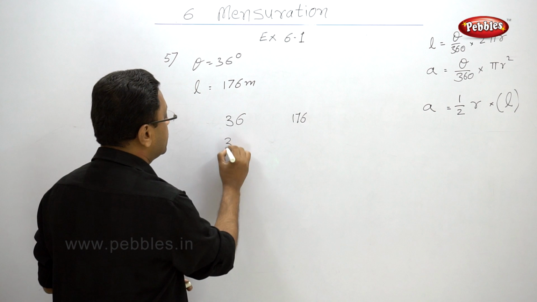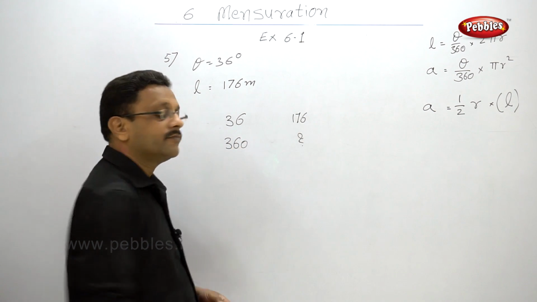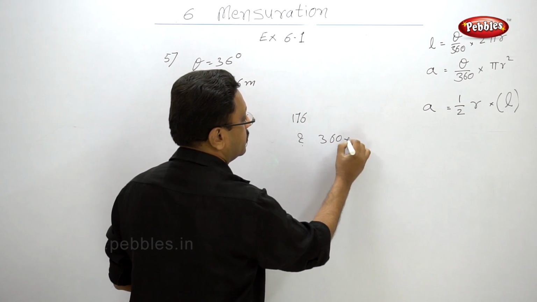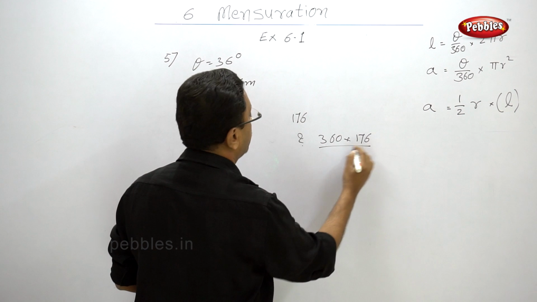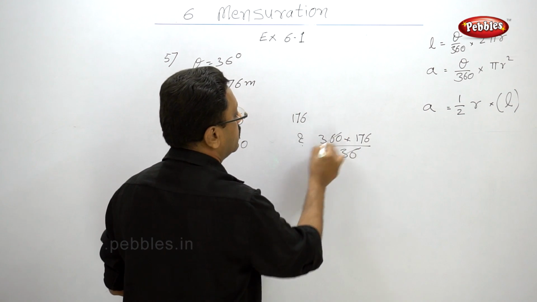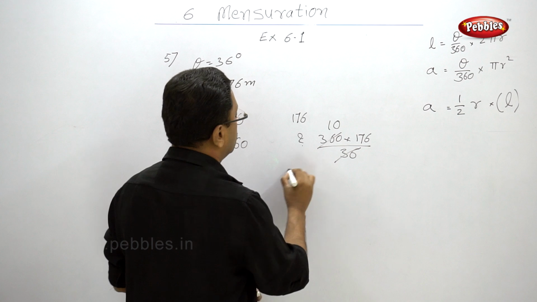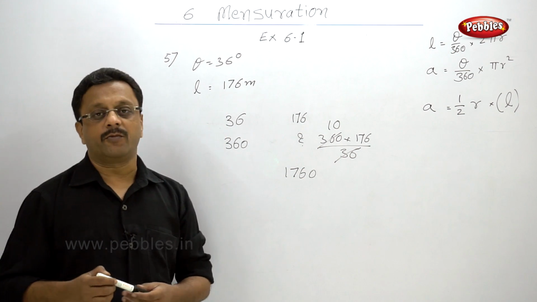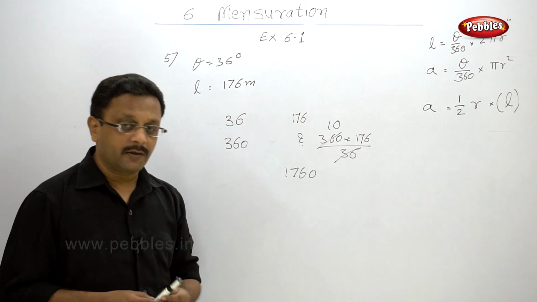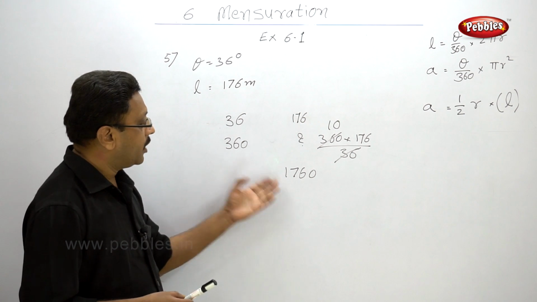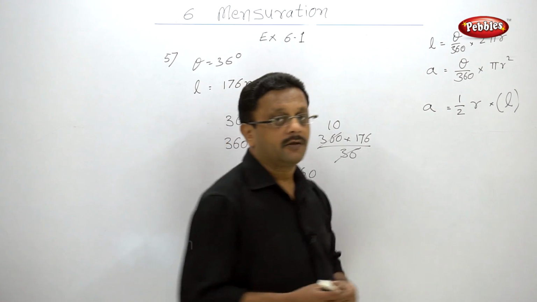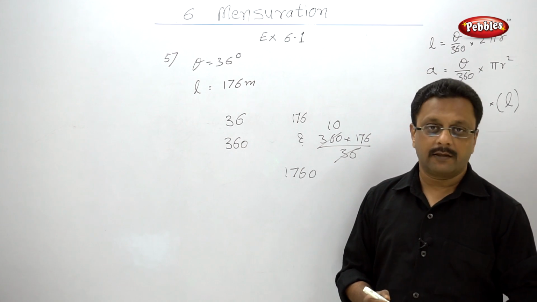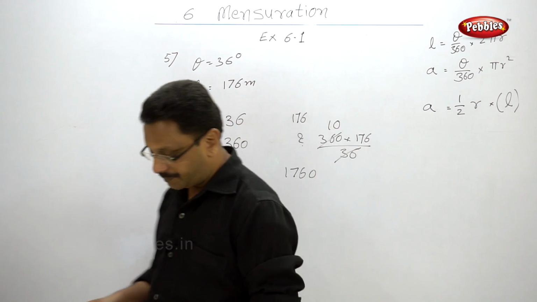So for 360 degrees, what is the length? 360 into 176 divided by 36, that is 1760. You don't have to use any formula in this case. Very simple. So your answer is 1760 meters. That is the circumference of this particular circle. Let us go ahead.